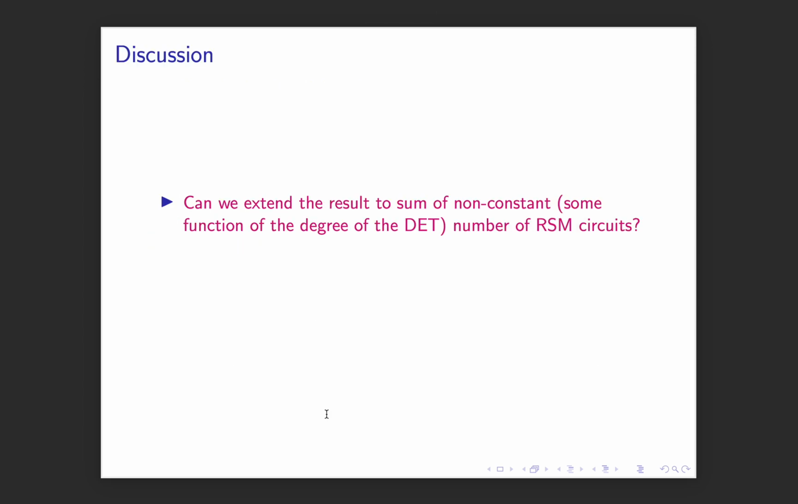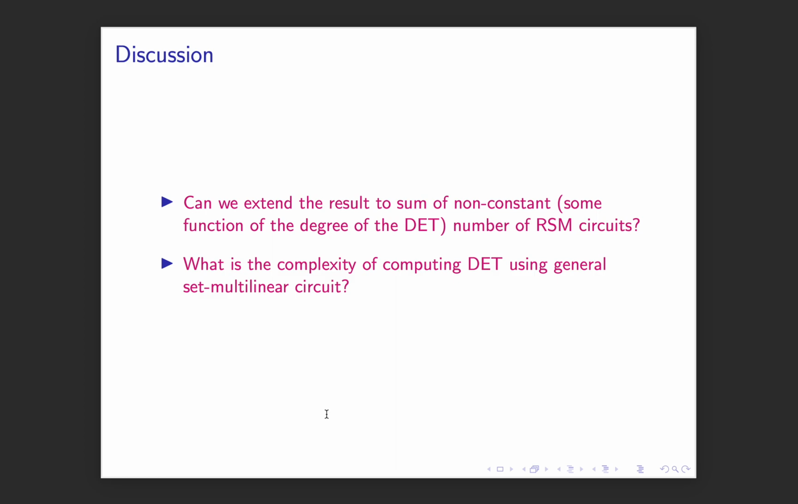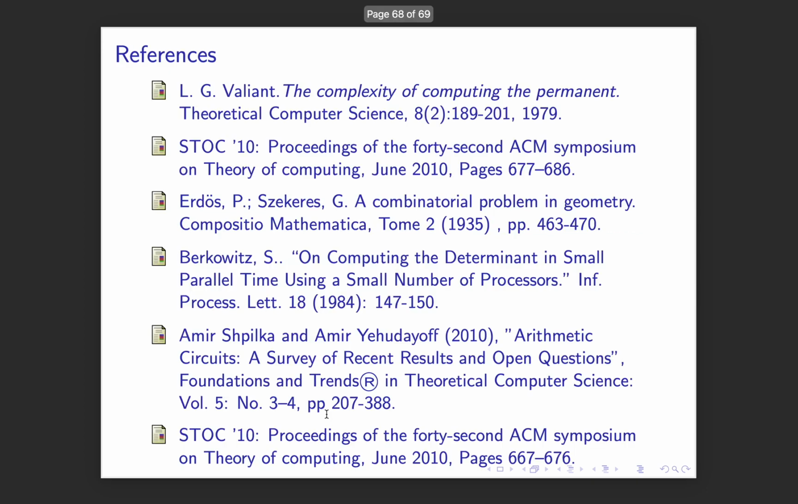Now, where do we go from here? The first question is, can we extend the result to a sum of a non-constant number of RSM circuits? And the second question is the bigger question, which is, what is the complexity of computing the determinant using general set-multilinear circuits? These are the references.